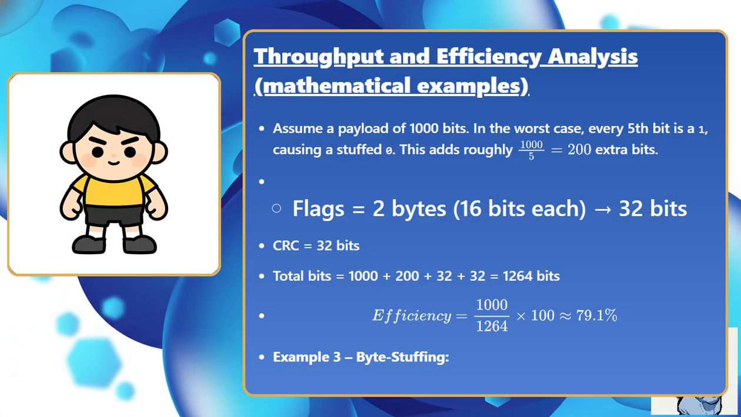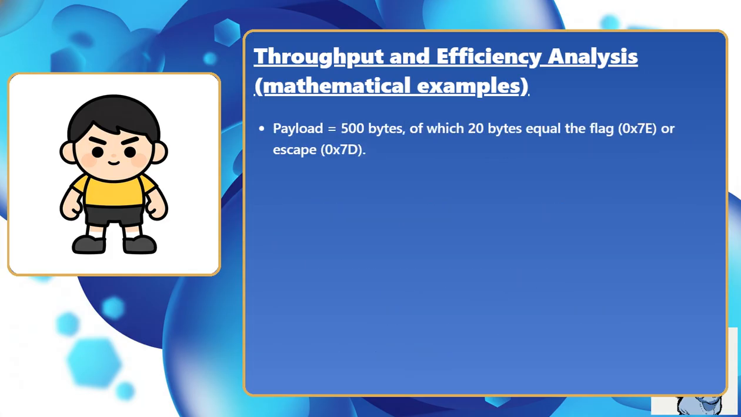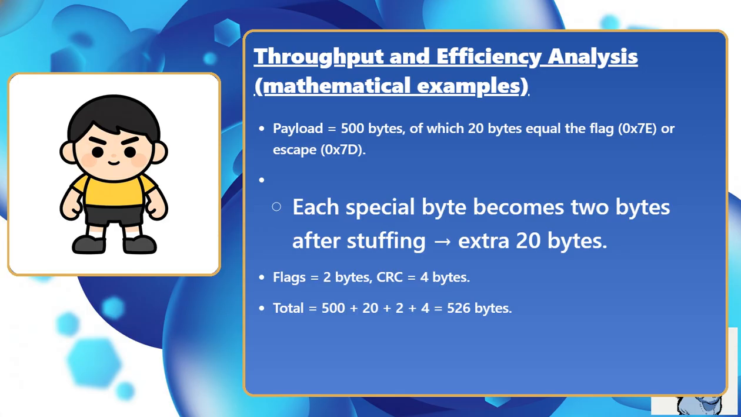Example 3: byte stuffing. Payload equals 500 bytes, of which 20 bytes equal the flag 0x7e or escape 0x7d. Each special byte becomes 2 bytes after stuffing, an extra 20 bytes. Flags equal 2 bytes, CRC equals 4 bytes. Total equals 500 plus 20 plus 2 plus 4 equals 526 bytes. Efficiency equals 500 divided by 526, multiplied by 100, approximately 95.1%.